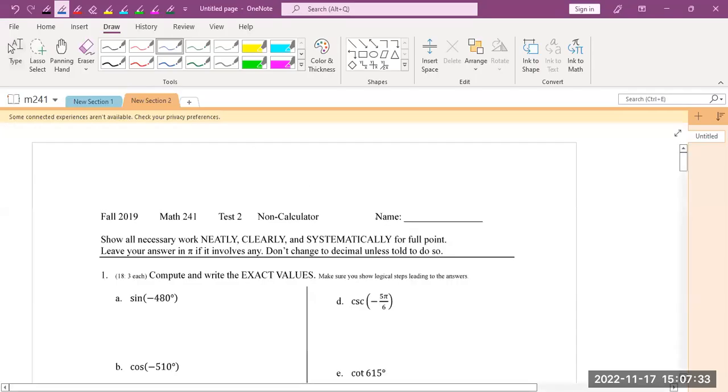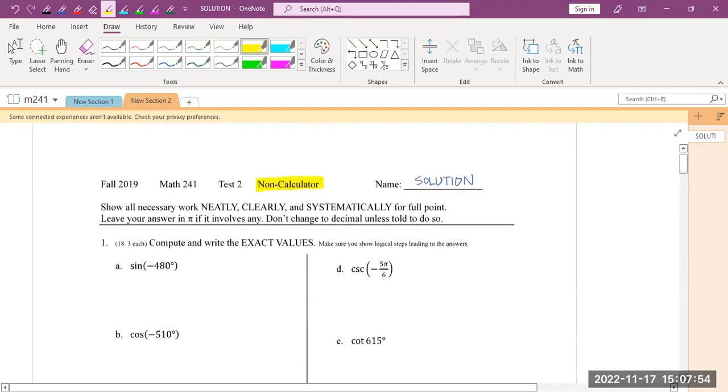Hello, everybody. Today we will go over this fall 2019 Math 241 test 2. Now, as you can see, this test is non-calculator, which means this test is doable without a calculator. Okay, and the angles we are dealing with will be special angles.